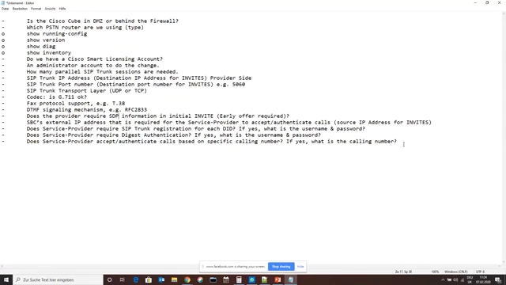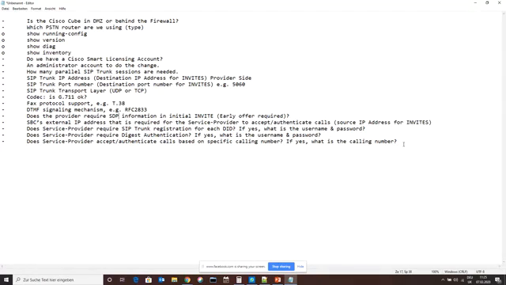So is it needed so that the provider will then say, okay, I support this, and then they can negotiate the media, and then the media can connect. And then, what is the external IP address that is required for the service provider to authenticate the calls? So he says, is there anything special?